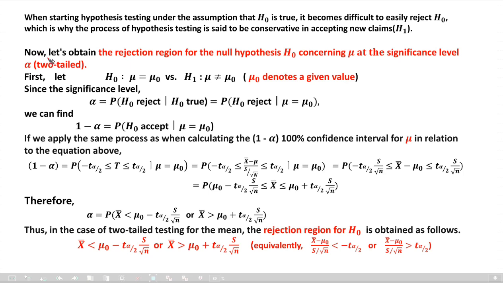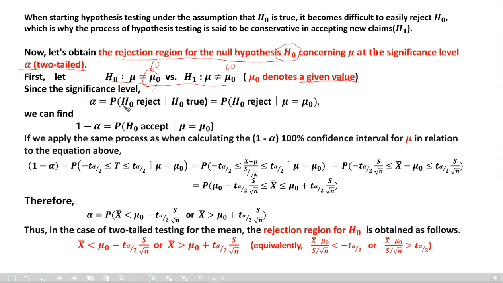Okay, let's obtain the rejection region for the null hypothesis H0. How to obtain the rejection region for H0 concerning mu at the significance level alpha, two-tailed test. That is a two-tailed test, right? What is mu 0? Mu 0 denotes a given value, say 60. Whenever you see some 0, mu 0, p 0, sigma 0, then it is a given value.